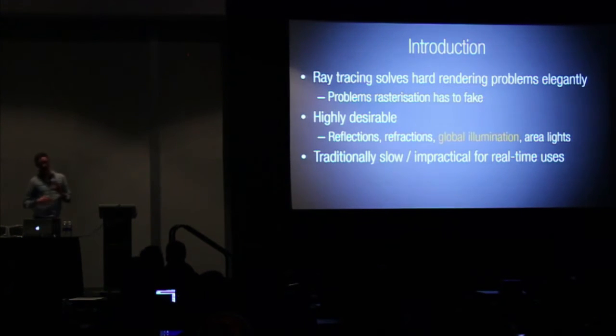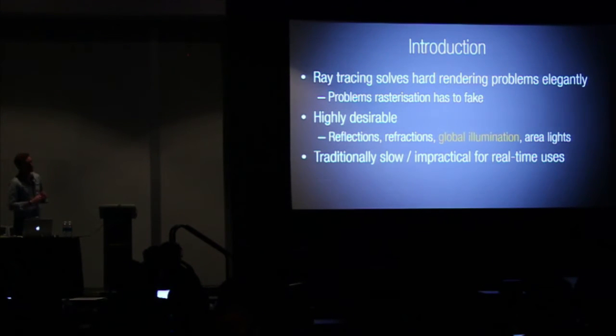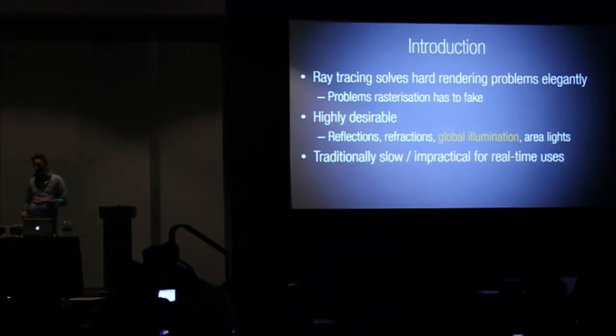Ray tracing is a very important part of computer graphics because it solves a number of very hard problems quite elegantly and simply. Problems that traditional rasterization pipelines always have to fake. Things like reflections and refractions, global illumination, area lights, soft shadows, things that are challenging to do with a traditional real-time rendering path. But ray tracing has always been slow or impractical for real-time applications.